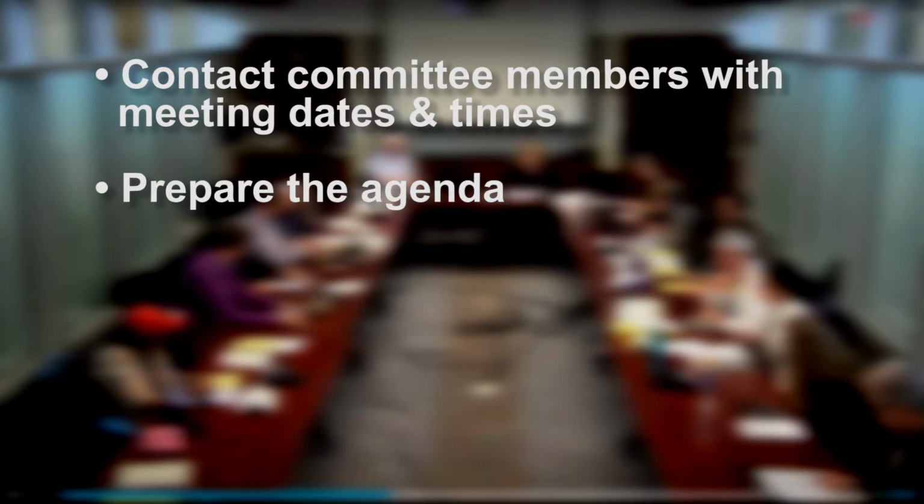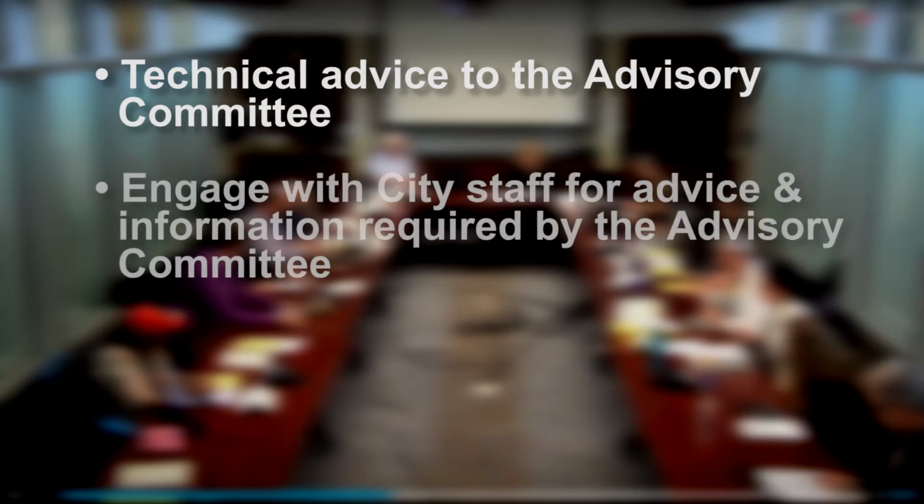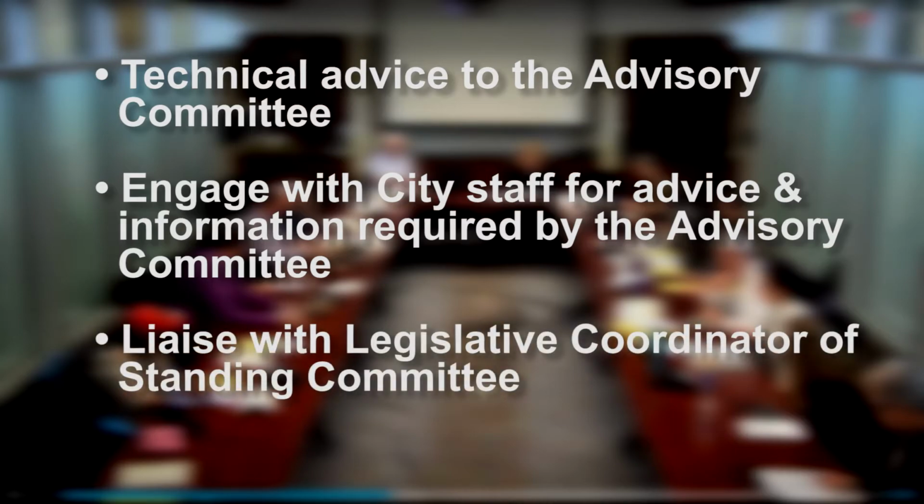They are also responsible for helping the chair prepare the agenda. The staff liaison for advisory committees works with the committee and provides technical advice from the host department for the preparation of reports and correspondence. They have to submit the committee's reports to the appropriate director prior to finalization for review. The staff liaison will engage with city staff for advice and information required by the committee, which includes procedural advice from the legislative coordinator in the office of the city clerk.